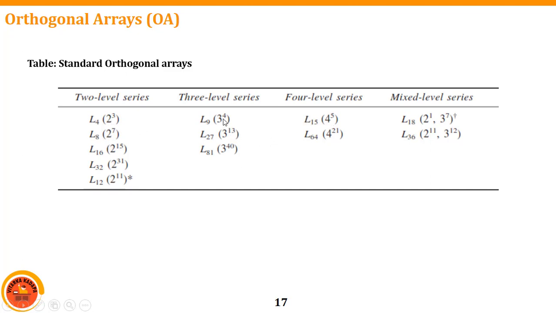The superscript is represented as the factors. 3 power 40 factors means it will be around 1000 experiments. No, don't conduct 1000. You conduct 81 experiments of this orthogonal array. Then how will I get this orthogonal array? That is the thing.